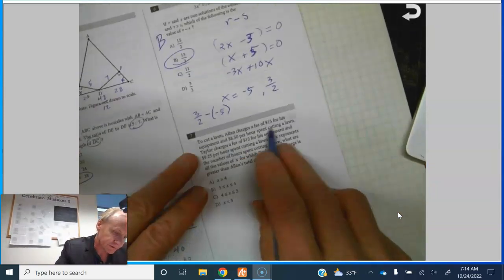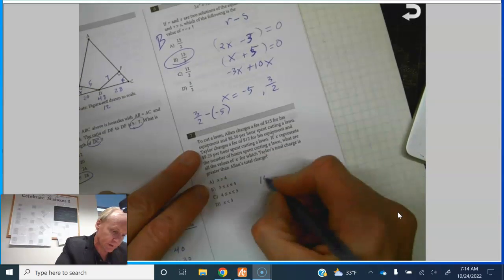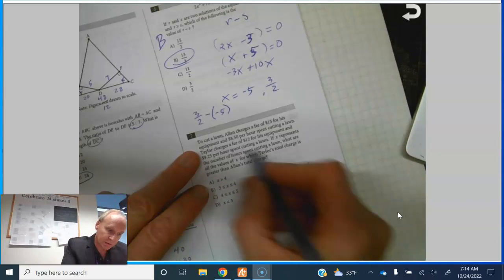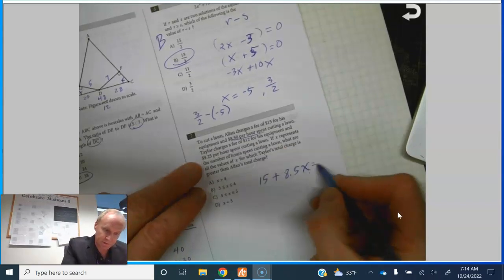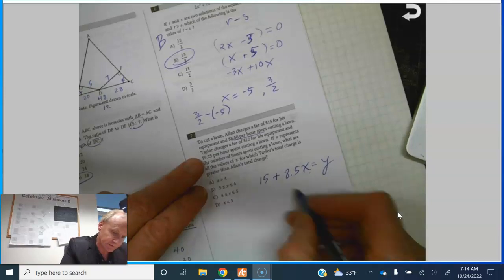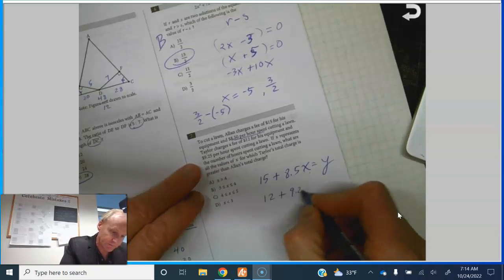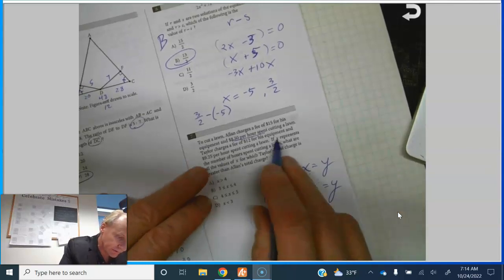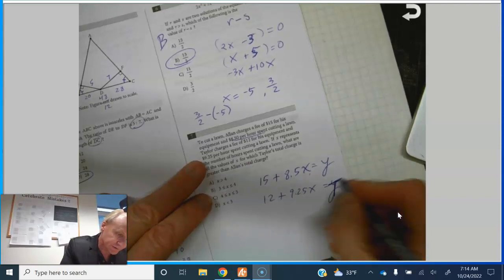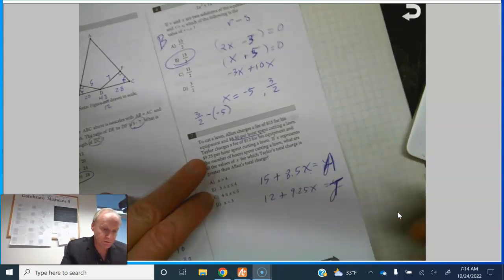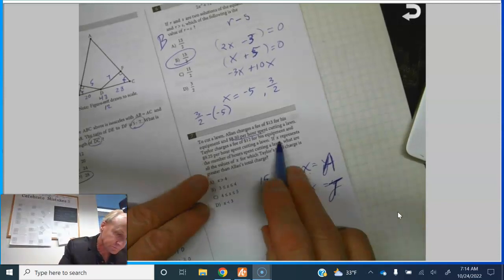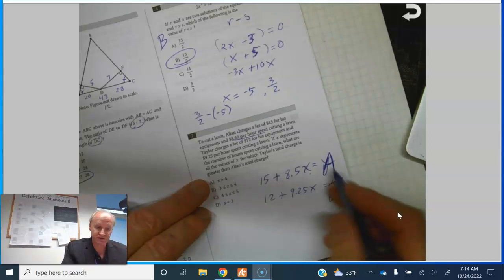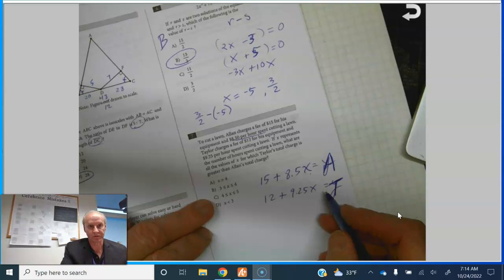All right. Cut a lawn. Alan charges a fee of $15 for his equipment and $8.50 per hour. The $8.50 is the slope, and where x is the number of hours, this is how much it costs. Taylor charges a fee of $12 plus $9.25x, and that's how much. This is Taylor's charges, and this is Alan's charges. So this is A, this is T. Okay, and we want the x that solves this. Well, what we really want to find out is when they're equal.